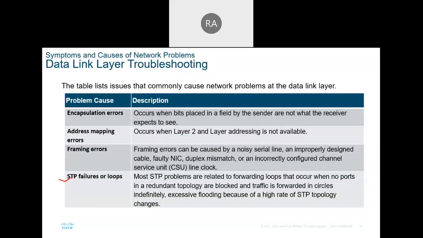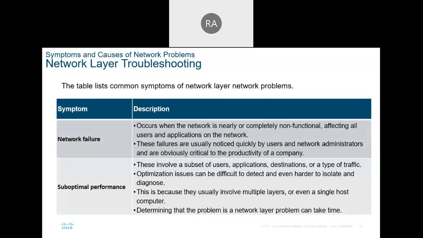It could be frame error. It's difficult to have frame error nowadays because most of the time our switches are running on full duplex. We don't have frame error again. So these are different problems we can have at layer 3, at layer 2, and they can all be resolved based on understanding and experience.